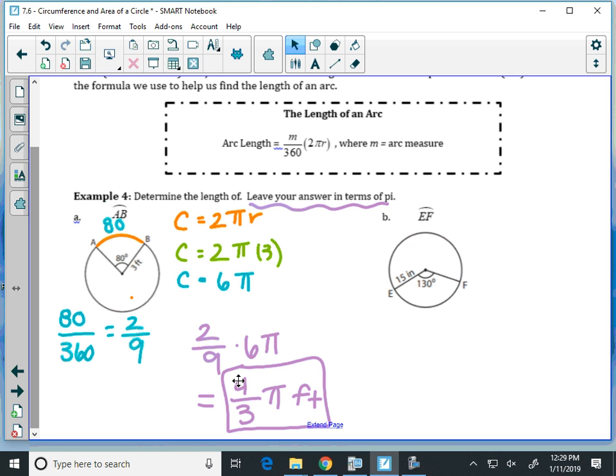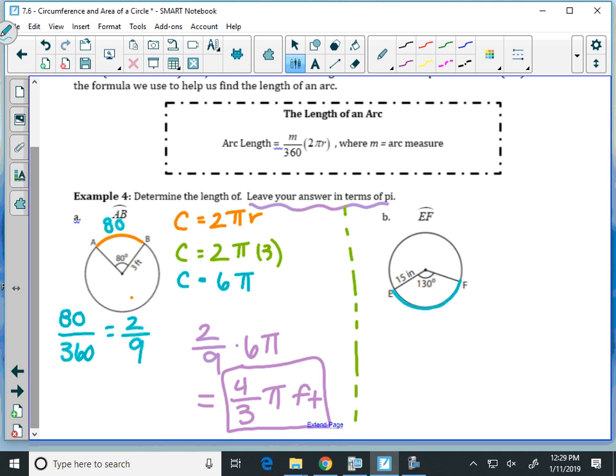Okay? So it's the same kind of steps with B. First things first, we only want to find the length of this arc right here, E to F. That's what we want to find. Okay? Well, we're trying to find the length of an arc. We have to figure out what's the length of the entire circle. So we have to use circumference. So use that same formula.